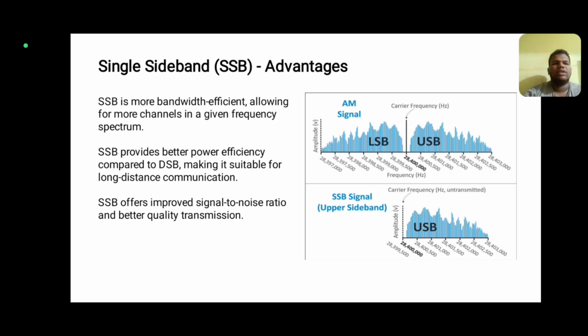Advantages of single sidebands. SSB is more bandwidth efficient, allowing more channels within a given frequency spectrum. SSB provides better power efficiency compared to DSB, making it suitable for long distance communication. SSB offers improved signal to noise ratio and better quality transmission.